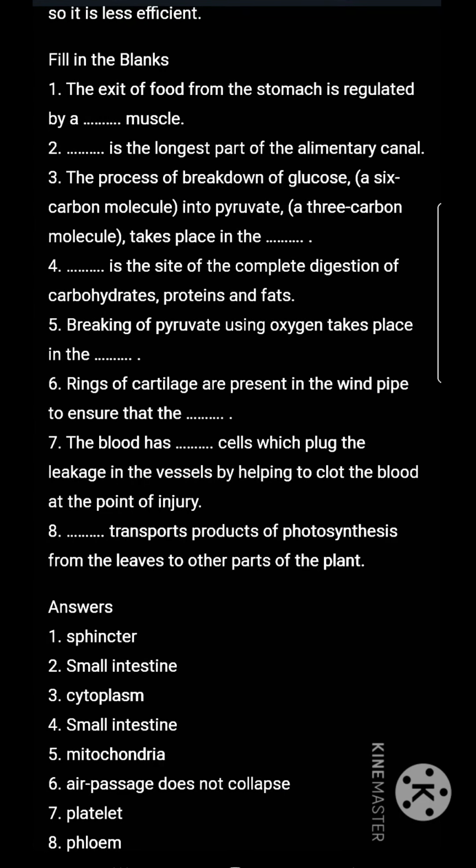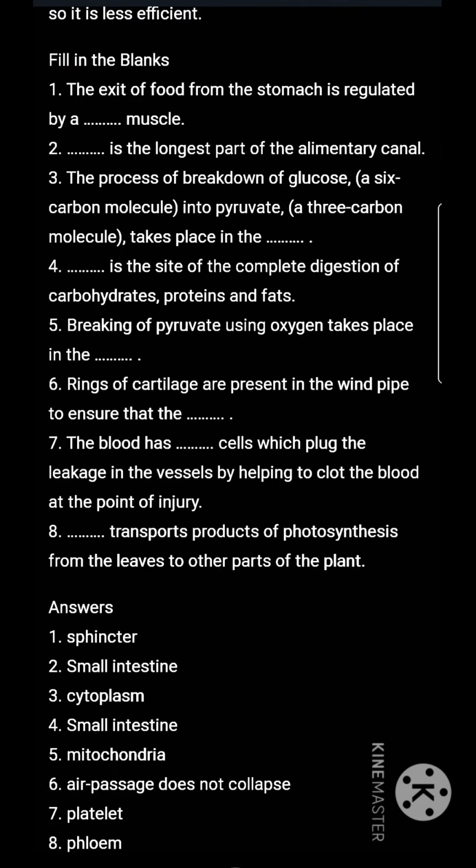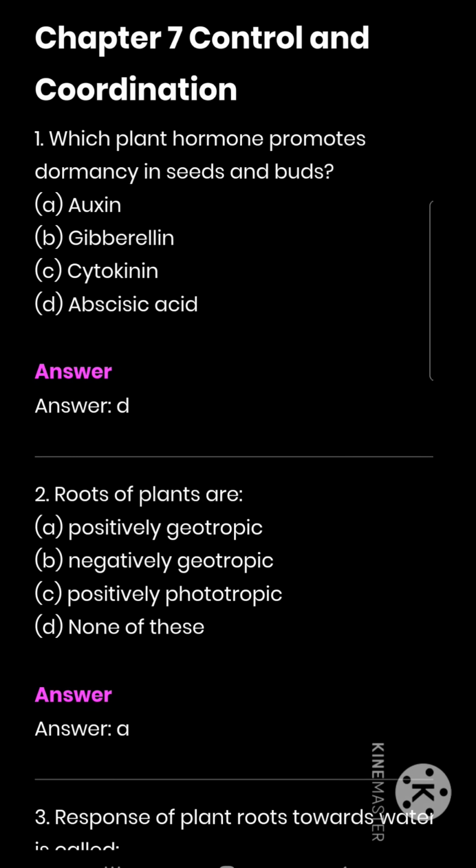Rings of cartilage are present in the windpipe to ensure that the air passage does not collapse. The blood has platelet cells which plug the leakage in the vessels by helping to clot the blood at the point of injury. Phloem transports products of photosynthesis from the leaves to other parts of the plant.